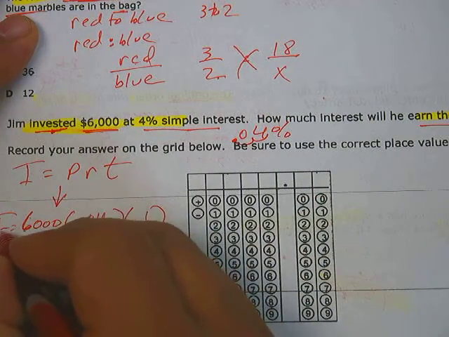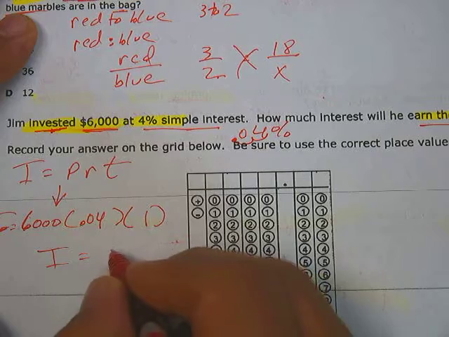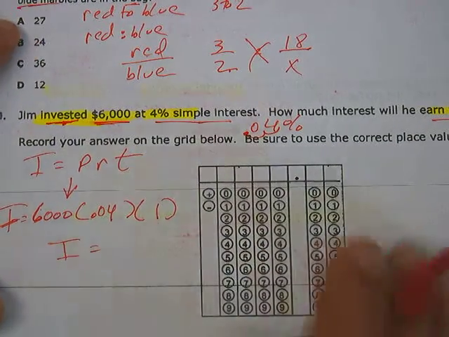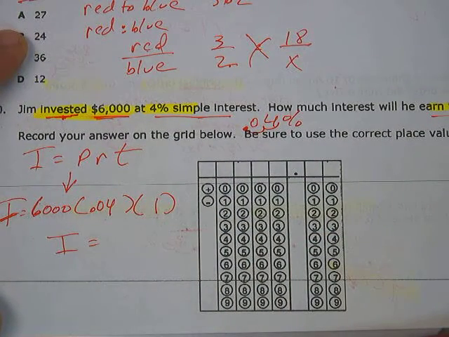Times, I'm going to convert this percent to a decimal. So 4% to decimal is 0.04. And then time is in years, T for time, but expressed in years. They said first year, so 1 year. And then I just multiply it and I get my simple interest. So whatever you get, that is your answer.